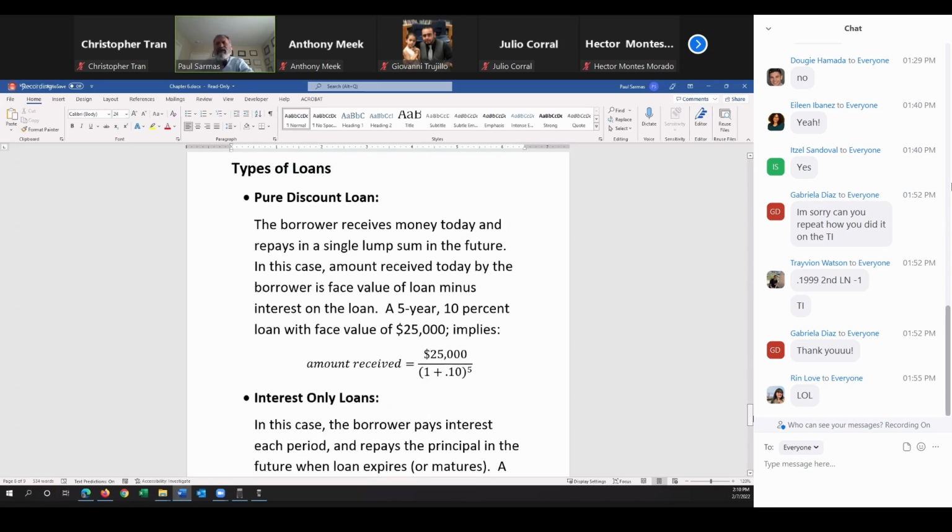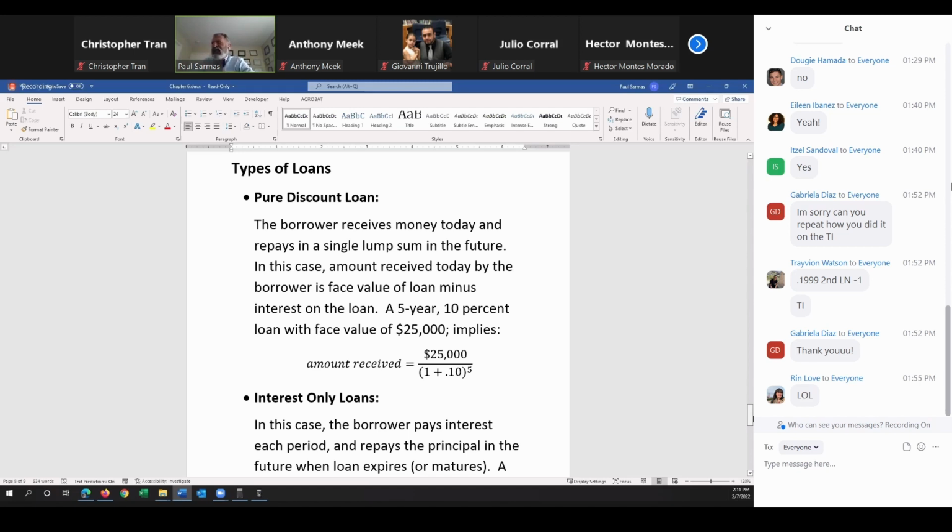The pure discount loan is probably the most expensive type of loan that you can get because the lender will calculate the interest for you. The lender will calculate the interest for you and then will take the interest, subtract it from the amount of loan, and will give you the check. At the end of the loan, when the loan expires, you have to return to the lender the full amount of loan. This is what I'm talking about.